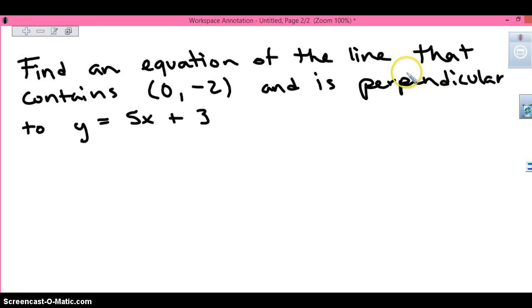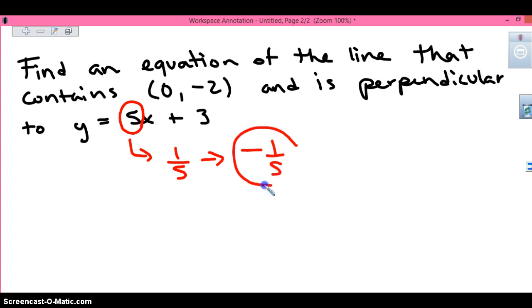Find an equation of a line that contains (0, -2) and is perpendicular to y = 5x + 3. So let's identify the slope that is given to us. A slope of 5 is given to us. Let's find the negative reciprocal of this slope. So what's the reciprocal of 5? 1/5. And the negative reciprocal would be -1/5. This is the slope we're using.